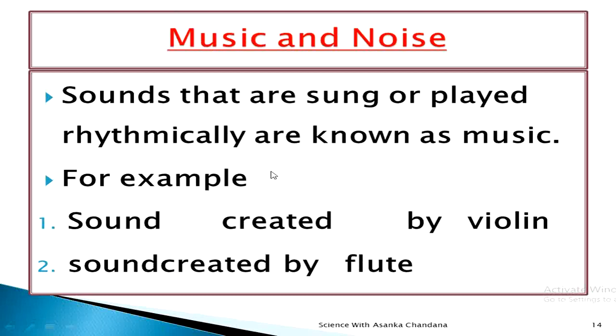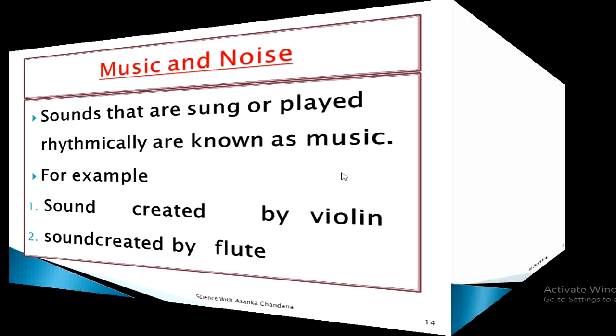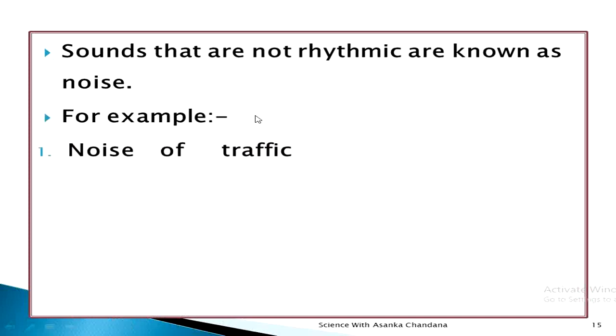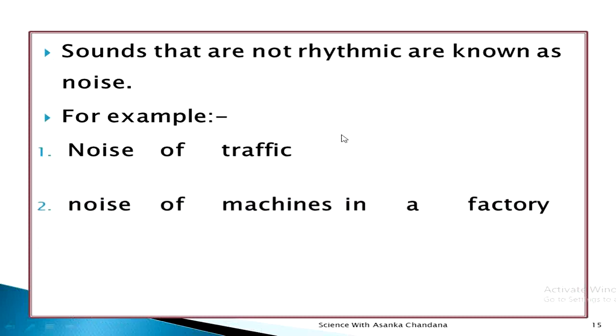Right, now we have learned what is meant by music and some examples of music. Then we will go to learn about another point. Sounds that are not rhythmic, it means there is no rhythm, are known as noise. What are the examples of noise? Noise of the traffic is not rhythmic, no, therefore it is noise.